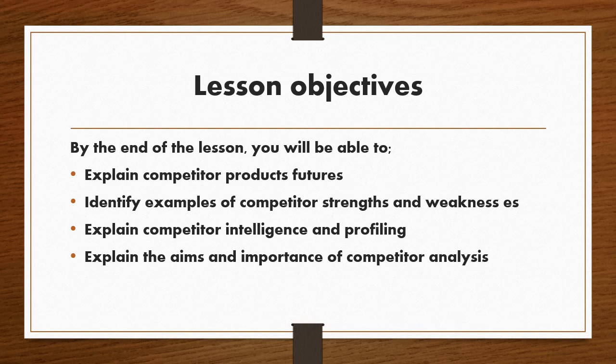So in today's lesson, we are going to look at the following. Number 1, we are going to explain competitor product features. We shall look at examples of competitor strengths and weaknesses. Then we look at what we call competitor intelligence and profiling. And lastly, we shall look at the aims and importance of competitor analysis. So that's what we are going to discuss in today's lesson.